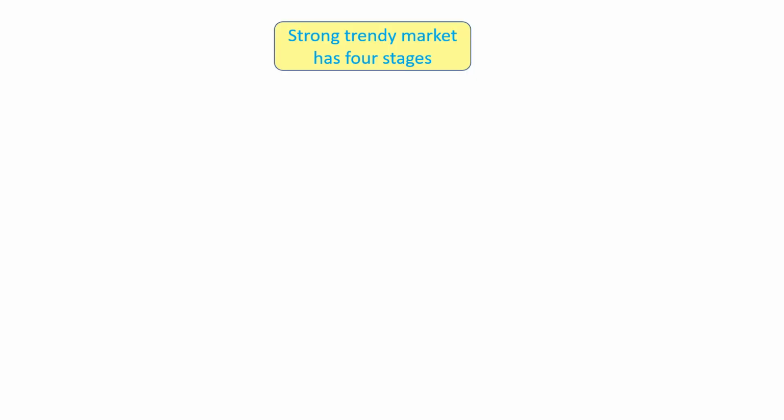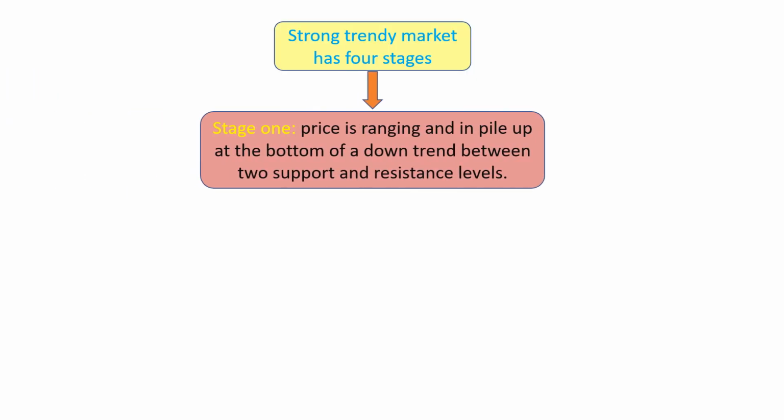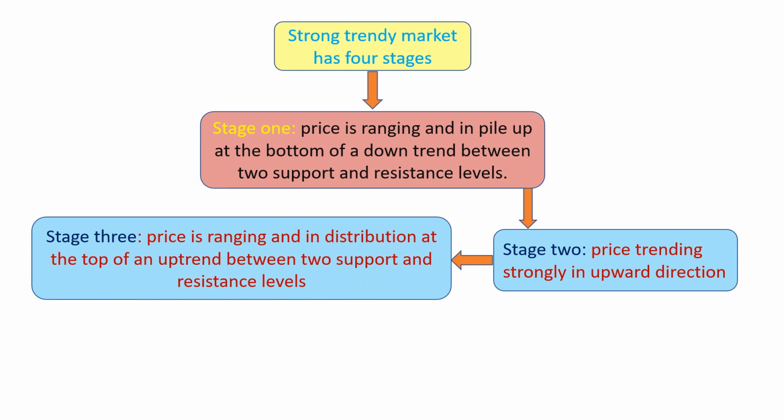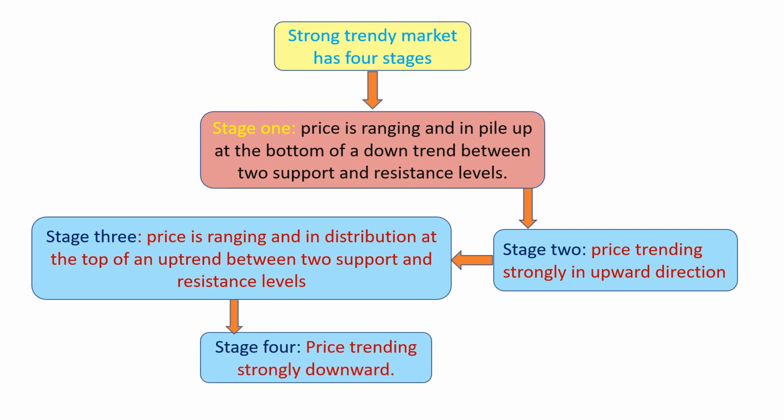A strong trendy market has 4 stages. Stage 1, prices ranging and in pileup at the bottom of a downtrend between 2 support and resistance levels. Stage 2, price trending strongly in an upward direction. Stage 3, prices ranging and in distribution at the top of an uptrend between 2 support and resistance levels. And finally, stage 4, price trending strongly downward. These 4 cycles repeat over and over again.